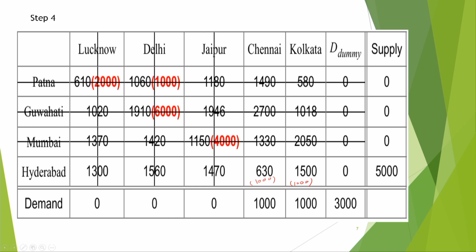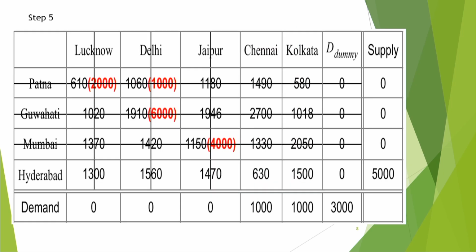So Kolkata's demand is complete, Chennai is also complete, still Hyderabad has surplus capacity because it is 5000. So the remaining 3000 will go to dummy. That means, in a simple way, Hyderabad will not be able to sell the extra 3000 units, and those will go to the godown, okay. So he will just put it in the godown. This is what it has done, and now let us see what has been done.